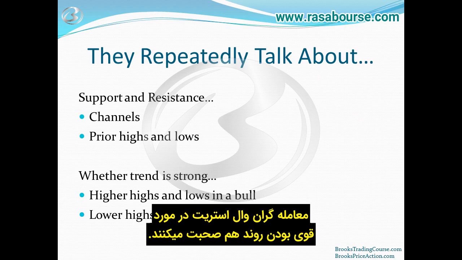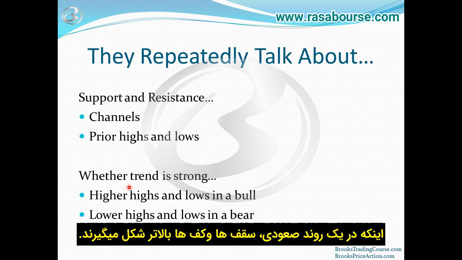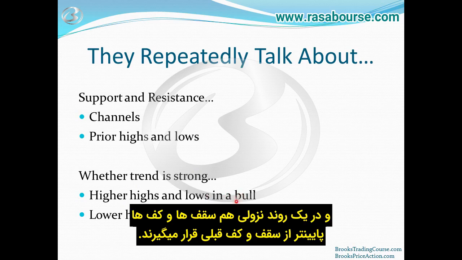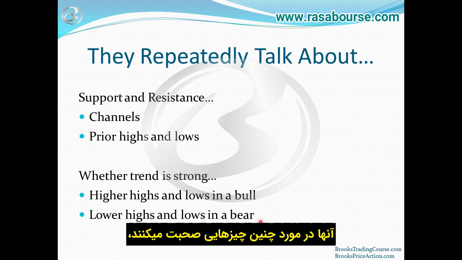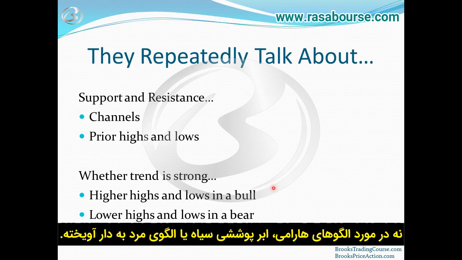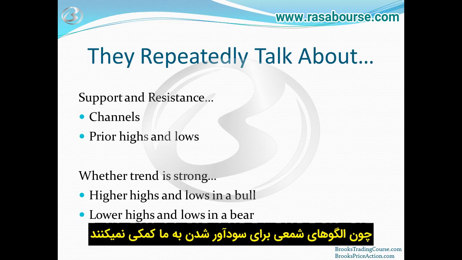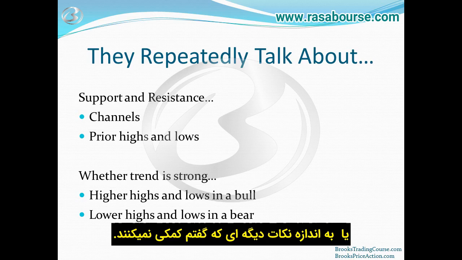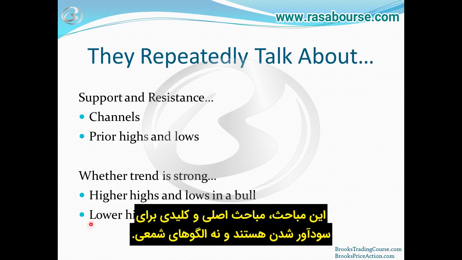They also talk about whether the trend is strong. Is the market continuing to make higher highs and higher lows in a bull, or is it making lower highs and lower lows in a bear? This is the stuff that they're talking about. They're not talking about harami patterns, dark cloud covers, hanging man patterns. And why is that? Because those things don't help them make money, or at least they don't help nearly as much as these things. These are the keys to making money, not candlestick patterns.